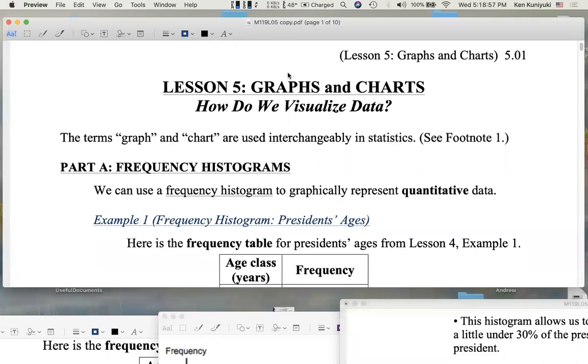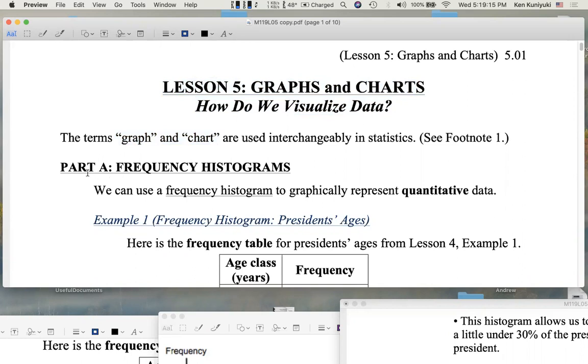Hi everyone, let's start lesson 5 on graphs and charts. How do we visualize data? We're going to interpret pictures. I won't have you draw them, but I want you to be able to interpret them. The terms graph and chart are used interchangeably, basically.